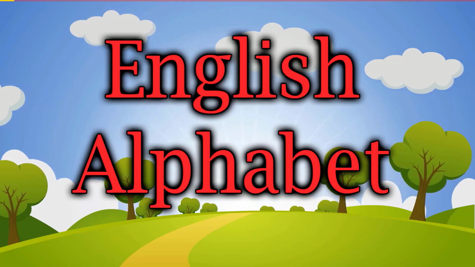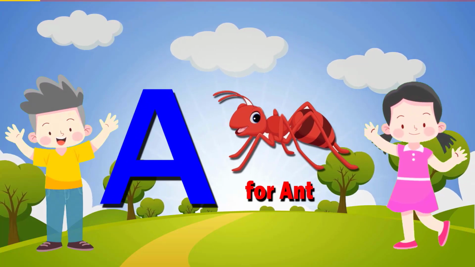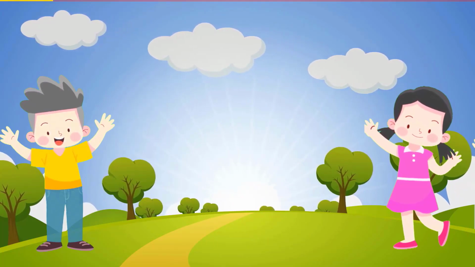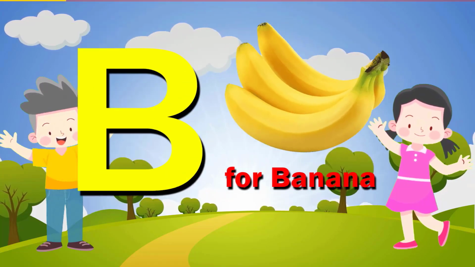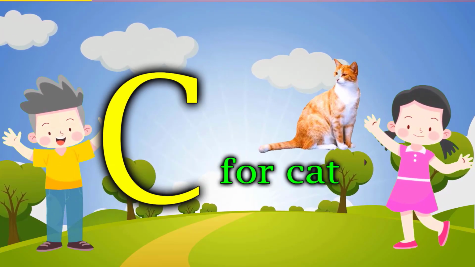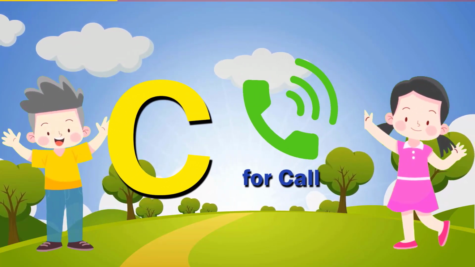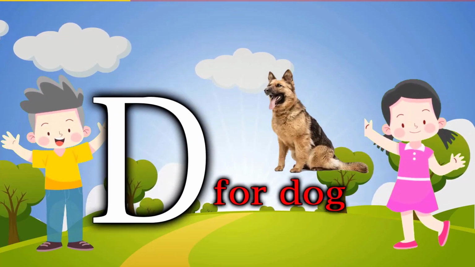English alphabet. A for apple, A for ant. B for ball, B for banana. C for cat, C for call. D for dog, D for duck.